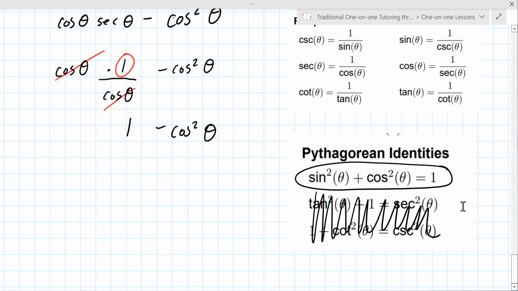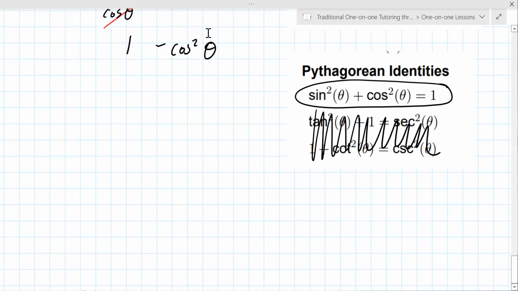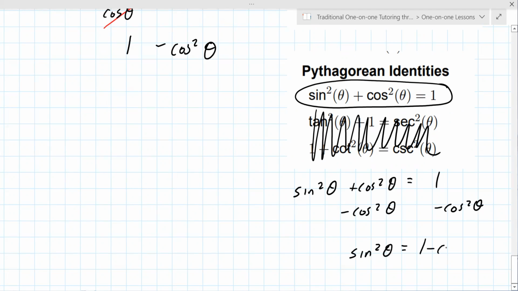Okay. So what you can do, you have two choices here. You can either solve for cosine squared theta, or you can solve the whole thing for 1 minus cosine squared theta. So what I mean by that is, if you subtract cosine squared theta from both sides, you get sine squared theta equals 1 minus cosine squared theta. So you can actually substitute sine squared theta for everything. Like this becomes sine squared theta because they're the same.